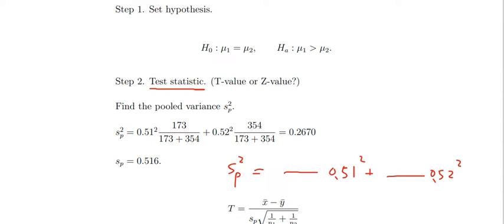Okay, so this is 354. This is 173. This is the degrees of freedom. So totally, the degree of freedom, add them up. So this equals 527, right? So okay.